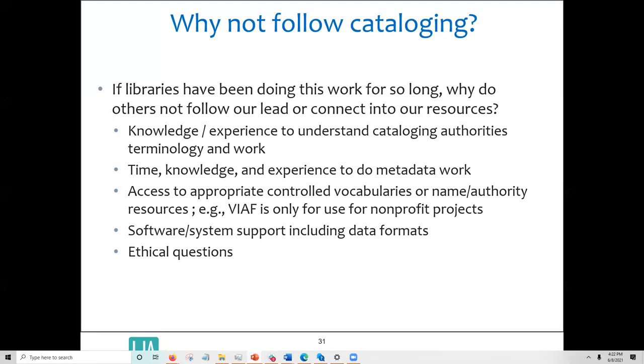We already talked about software and system limitations, and then sort of ethical questions like, do we want to be doing this? How would we be doing it? All that kind of stuff.